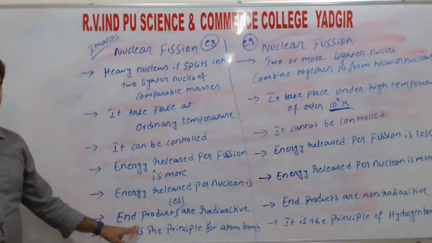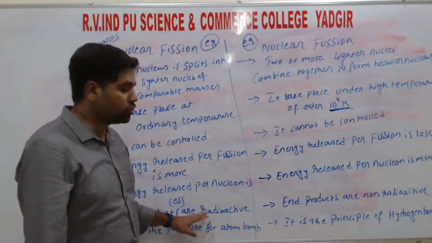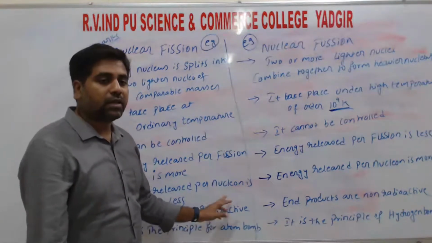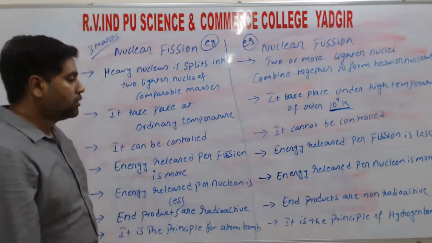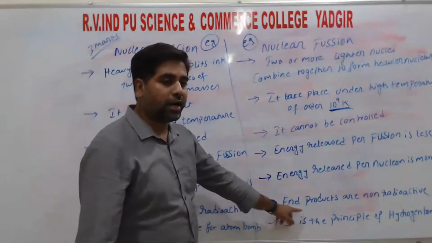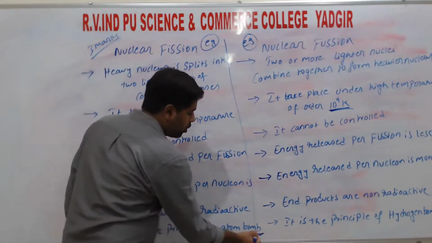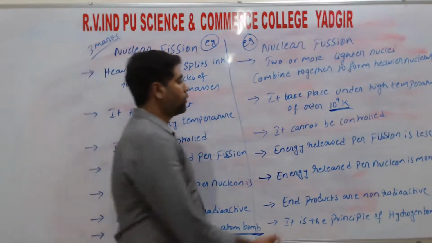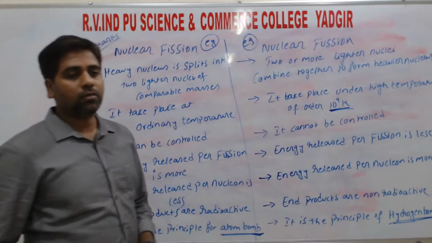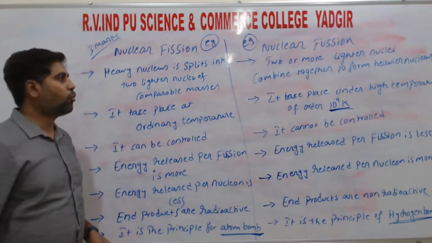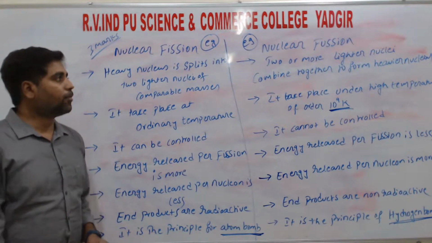So here the end products are radioactive, right? So the heavier nucleus which splits into constituent nucleuses, then those nucleuses are radioactive in nature. Then again it undergoes decay for the stability of the nucleus, right? So here the end products are non-radioactive, and it is the principle which we are using in the atom bomb, and for the fusion process, that principle we are using in the hydrogen bomb, right? So these are the points of nuclear fission and nuclear fusion, right? So by this we completed the chapter.